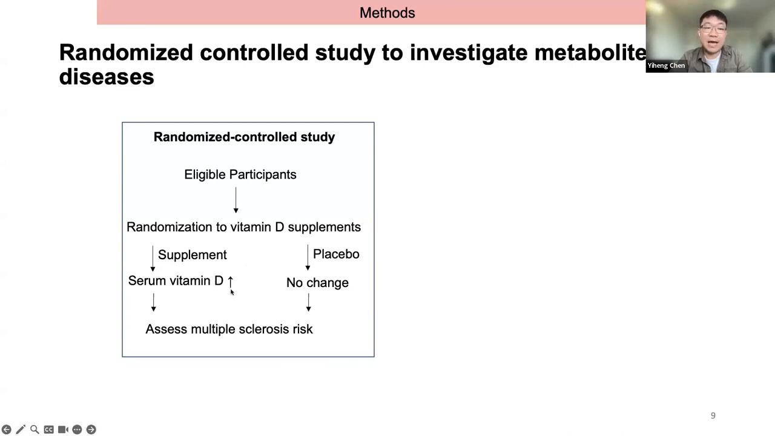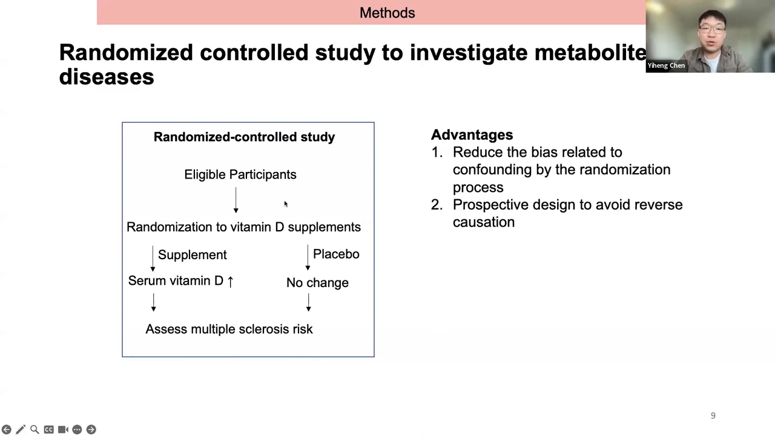Here I'm using vitamin D and multiple sclerosis as an example. If we want to study whether giving people vitamin D supplements can reduce the risk for multiple sclerosis, we can design this randomized controlled trial and give the people in the interventional arm the supplement of vitamin D, which can lead to increased serum level of vitamin D. In the control group, we just give them placebo, and their vitamin D level will remain the same. Then after following them for many years, we will see whether the incidence of multiple sclerosis is higher or the same between those two arms.